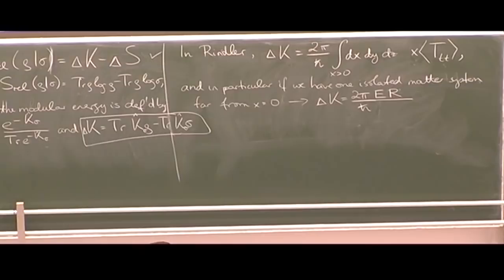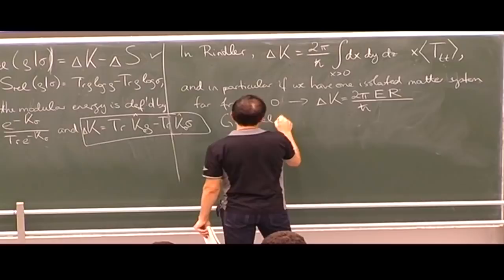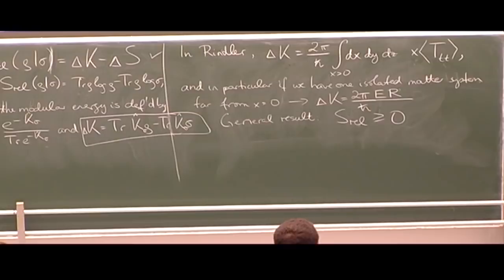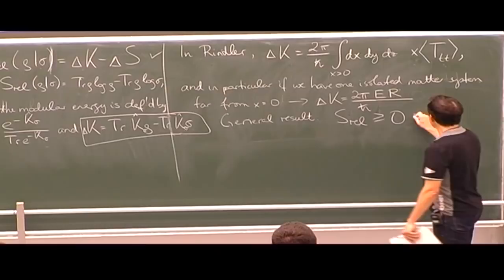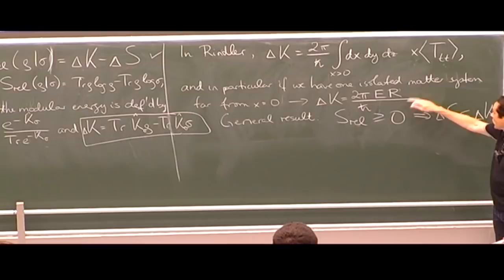All right. Well, let me get to the main punchline here. What does this have to do with anything? Well, there's a general result, which is that the relative entropy is never negative. This is just something that somebody proved in the 70s in quantum mechanics, and it's true. It's just a mathematical statement. But that means that when we look at the definition here, delta S is less than delta K, which is precisely Bekenstein's bound in situations where we know intuitively what E and R mean.